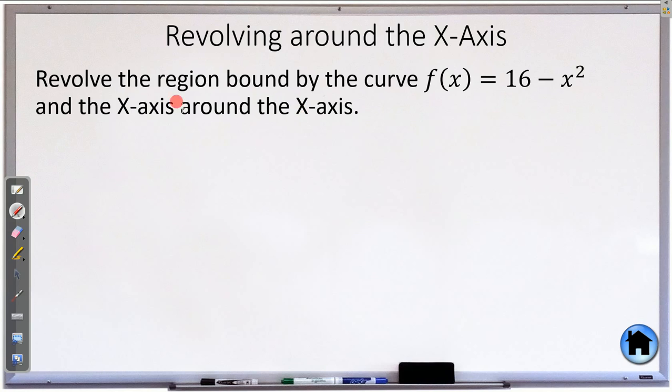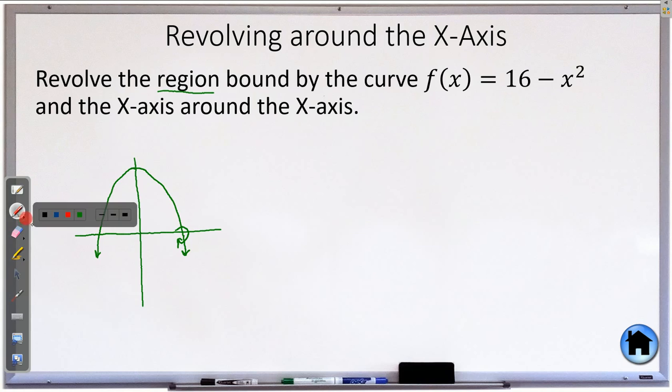So first we're going to draw this region that they're talking about. And if you don't know what that graph looks like, you can graph it on your calculator, but I've seen it many times. It looks like that. So the region is bound by the curve f of x, so this is one boundary, and the x-axis, so this is the other boundary. So this area right here is our region, and we're going to rotate that around the x-axis.